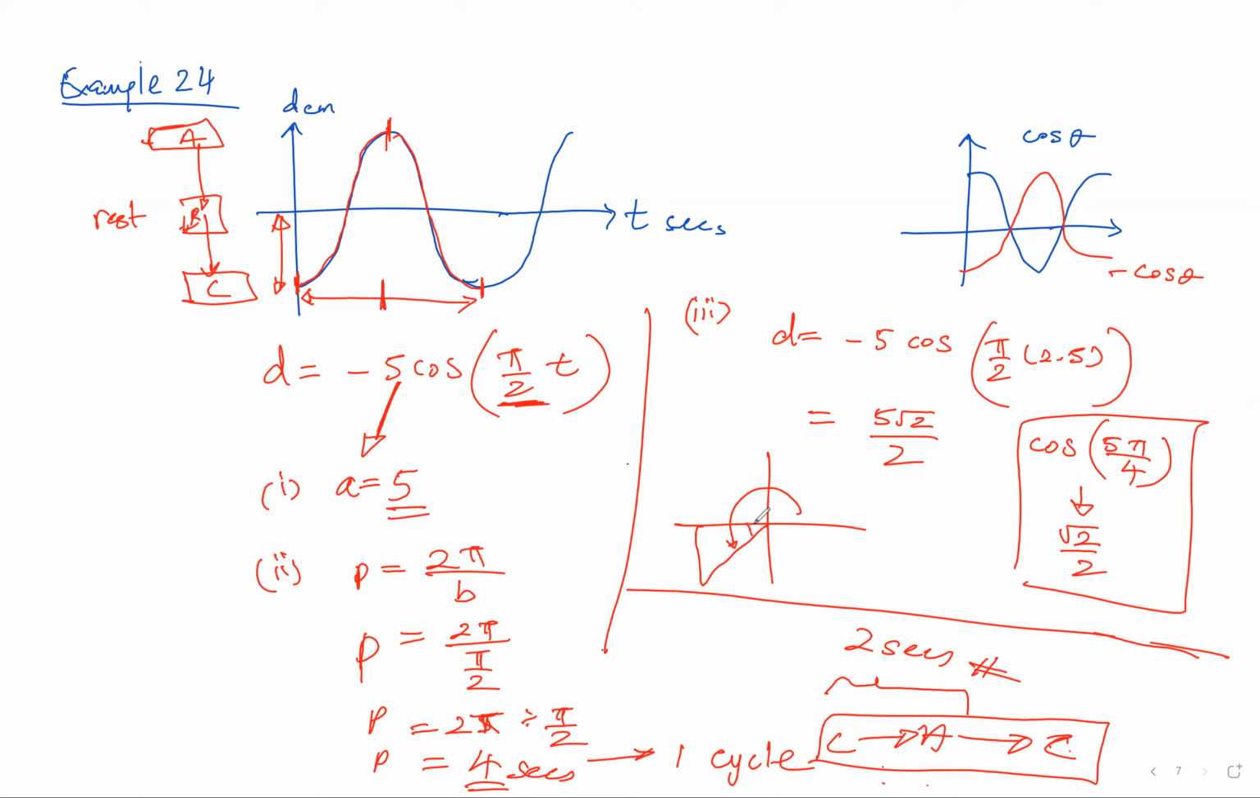This is 225, right? So this is 180. So 225 minus 180 is what? 45, right? So this angle is 45. Do you understand or not? Yep. Okay, this angle is 45 degrees.